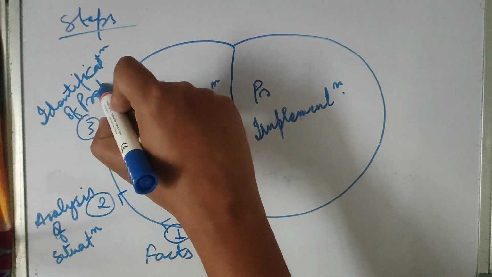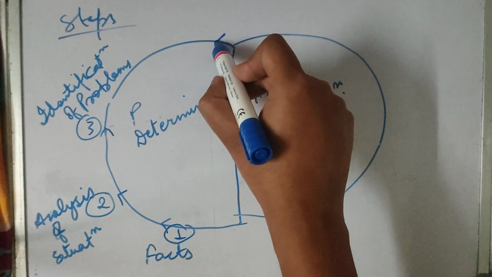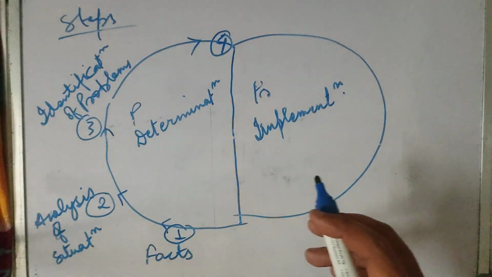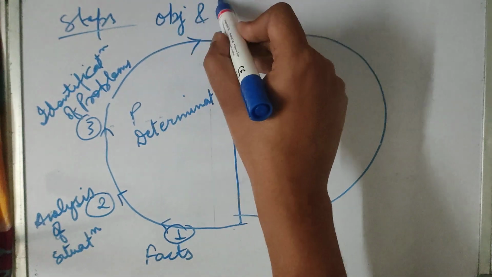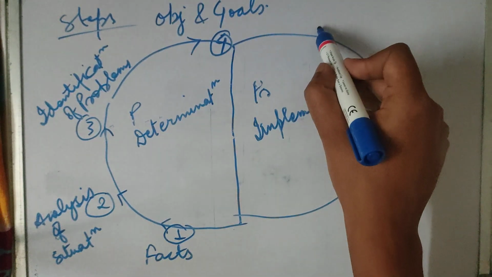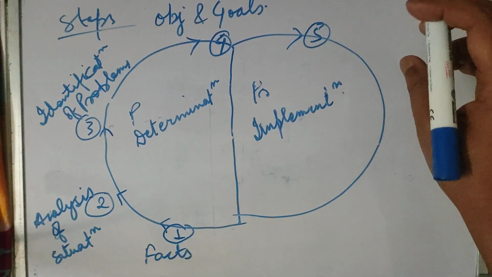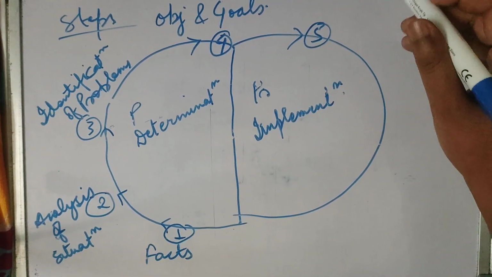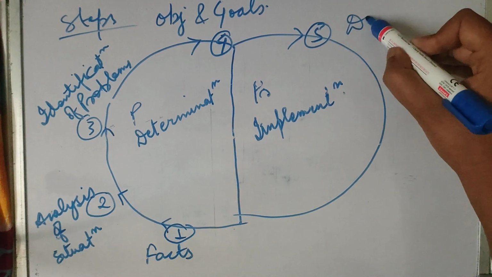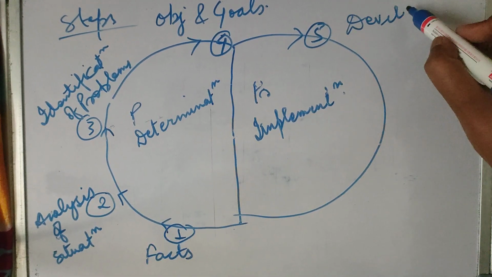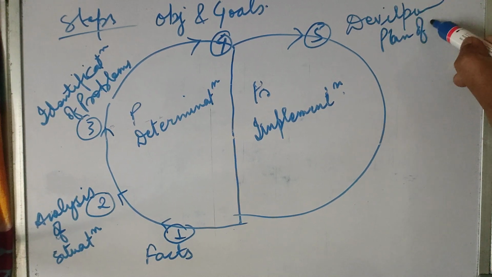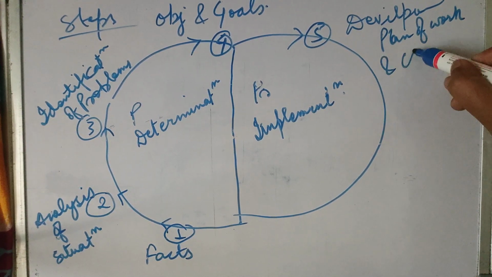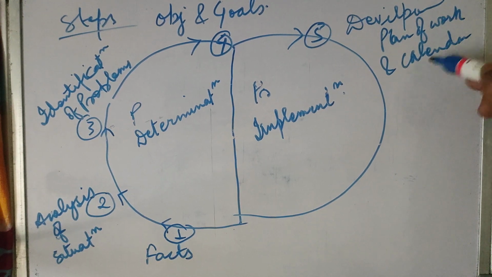The fourth step is determination of objectives and goals. We need to determine our objectives and goals. The fifth step is developing plan of work and calendar of operations. Developing a plan of work and calendar of operations: when we will do what? Calendar of operations.